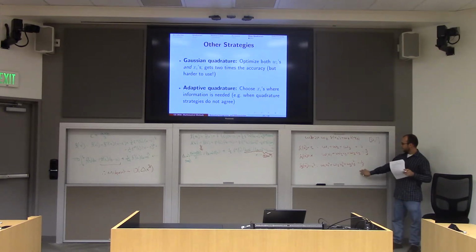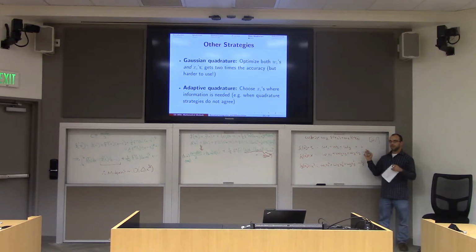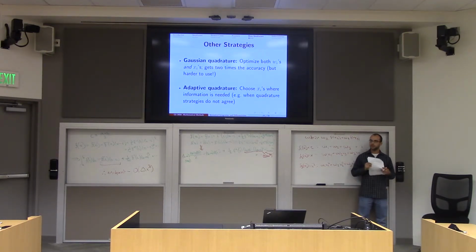So now, let's say that somebody has fixed x1, x2, and x3, so somebody has decided these are the places we're going to sample f. Then this becomes a 3x3 system of linear equations that gives us the quadrature scheme that's going to work for polynomials up to degree 2 exactly. It's called the method of undetermined coefficients.